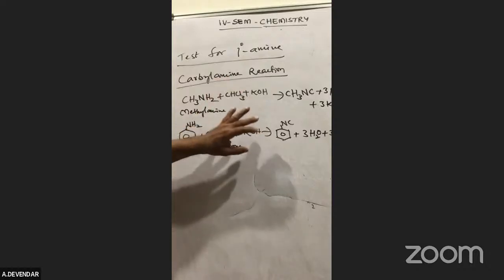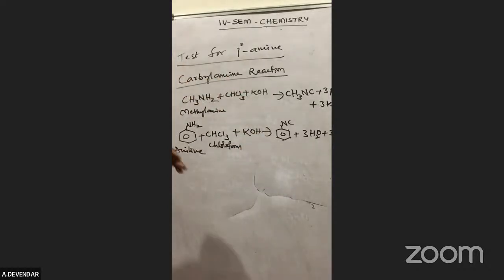Only it will give the result of the primary amines. If you are taking the secondary amine, this reaction does not proceed. Tertiary amine does not proceed. Only primary amines can be tested. This is about the carbylamine reaction. So these are the chemical reactions that are used particularly.